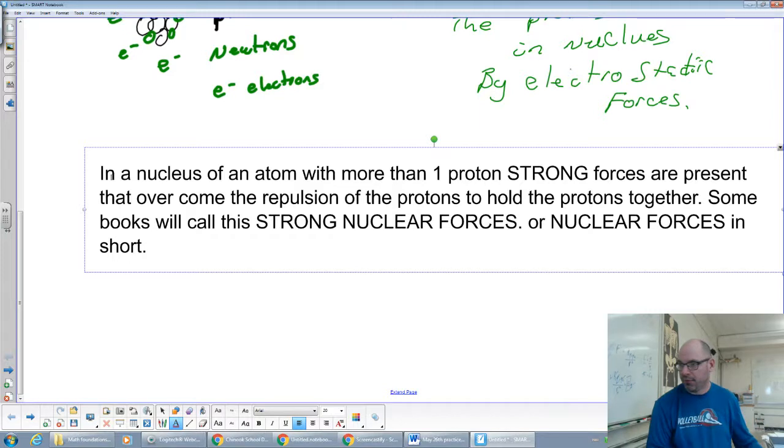Okay, so we've got this nucleus, we've got these electrons. So we have a way of noting this. We're going to talk about the isotope notation.